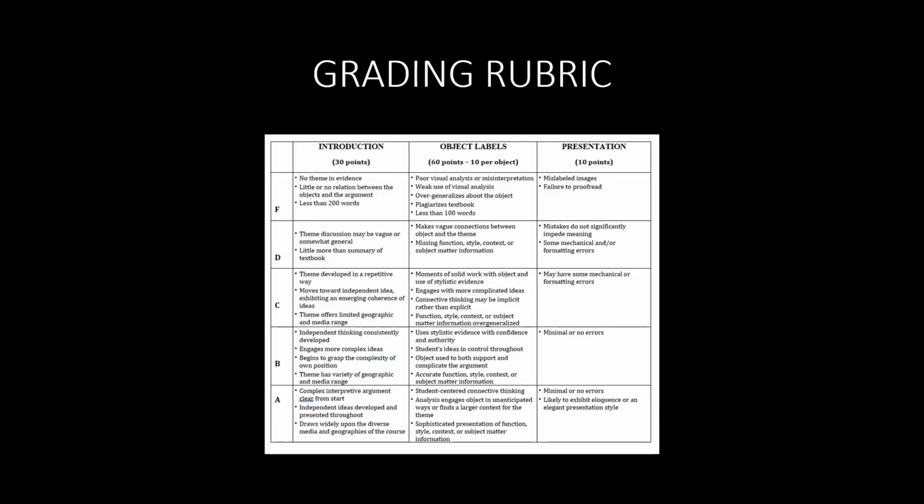So you are going to submit that as a rough copy. I'll give you feedback, and then you'll submit it again as your final copy at the end of the semester. This is the grading rubric. It is very similar to the rubric I've used all semester for your writing. However, it's broken down according to section. So there's an introduction, which is worth 30 points. Each object label is worth 10, and then the presentation is worth 10 points. If you have any questions at all, please do reach out. I'm also going to make a discussion based on this that you can use as a resource as well.